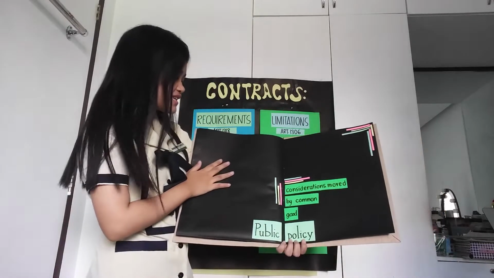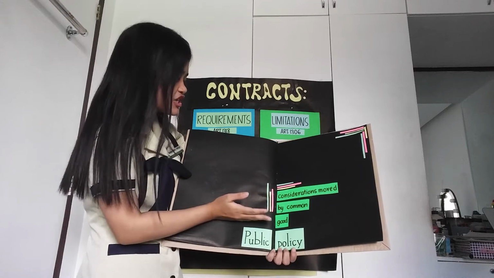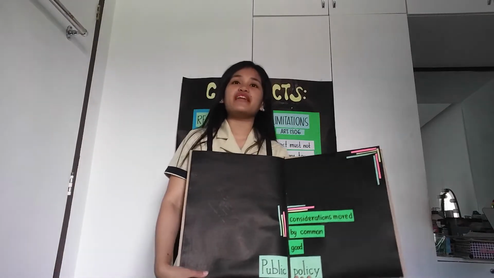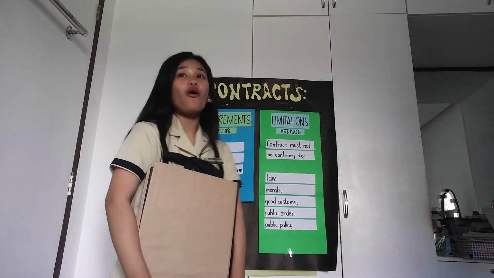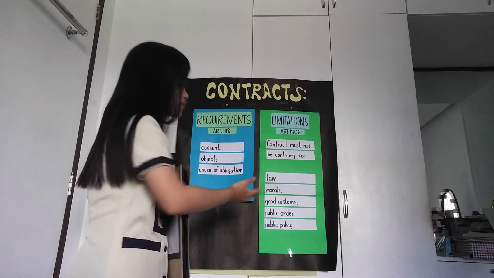In public policy, these are the considerations that are moved for the common benefit of the many. A good example is, for example, Mr. X who stole Mr. Y's car. Mr. Y found out, and then Mr. Y proposed a contract that he will not turn Mr. X over to the police in exchange for a sum of money, for example, 200,000 pesos. That contract can be considered illegal or invalid because it violates public policy.